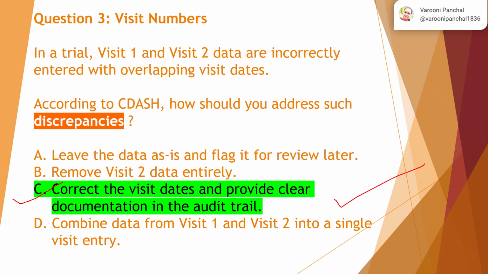Now option A says leave the data as is and flag it for review later. No, you cannot leave the data as is and flag it for review later. You have to review it now, before the database lock. Option B, remove visit 2 data entirely. No, you cannot remove any kind of visit data in the clinical trial study. The option D says combine data from visit 1 and visit 2 into a single visit entry. No, you cannot do such manipulation in clinical trial data. This would imply that you are introducing bias and playing with the data. So the correct answer is C. Correct the visit dates and provide clear documentation in the audit trail.